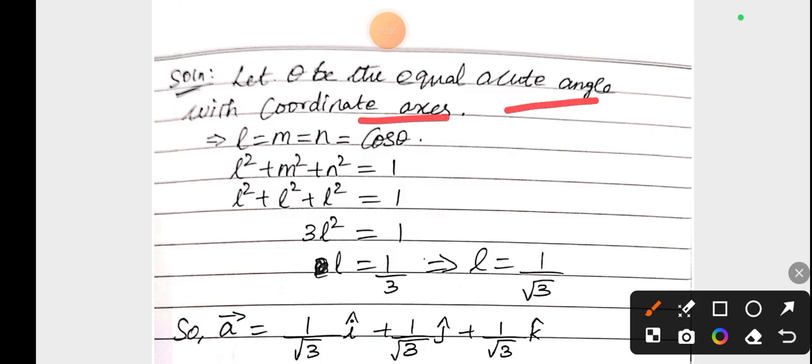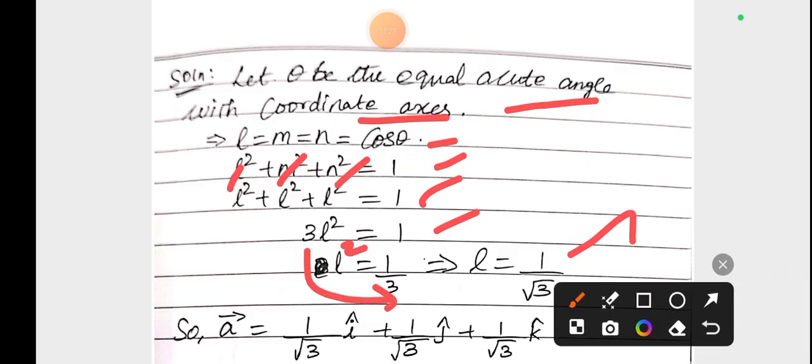Let theta be the equal acute angle with the coordinate axis. As usual, cos alpha, cos beta, cos gamma, anything we can write. Cos theta equals L equals M equals N. Okay? So when we equate it, L square plus M square plus N square equals 1. Since all are equal, write L square plus L square plus L square equals 1. So can you write it as 3L square equals 1, children? Then L square equals 1 by 3, with the multiplication 3 coming inside as a division. Then L equals 1 by root 3.